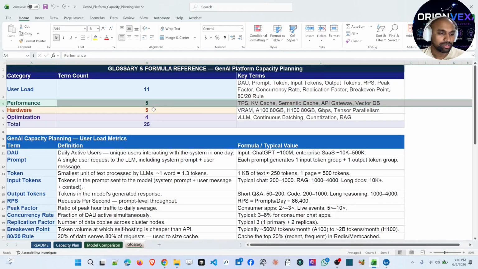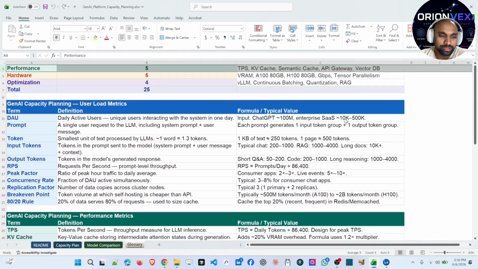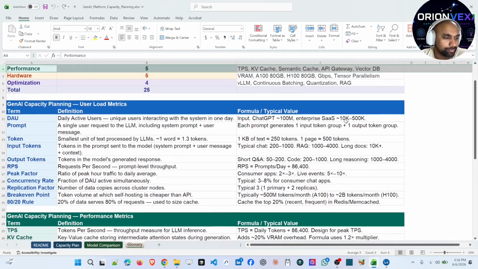Regarding the hardware, we have around 5 parameters to consider. That's VRAM, then the GPU inferencing engine, that is A100 80 GB and H100 80 GB, next GBPS and tensor parallelism. And regarding optimization, we can use vLLM and continuous batching, quantization, and retrieval augmented generation. These are the things we are considering while doing generative AI platform capacity planning. Let's go deep into them one by one, and we will see what the equations are and how we can calculate them.